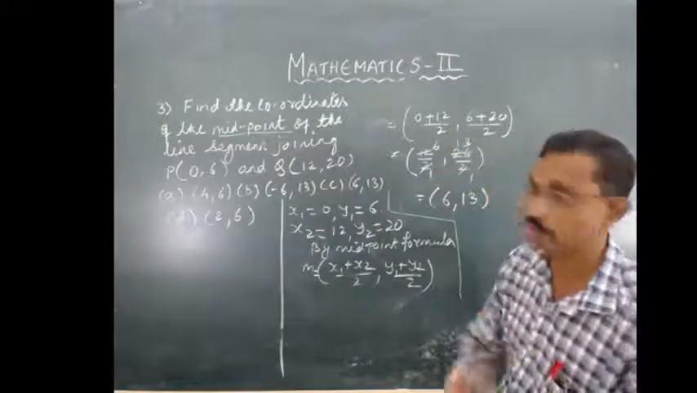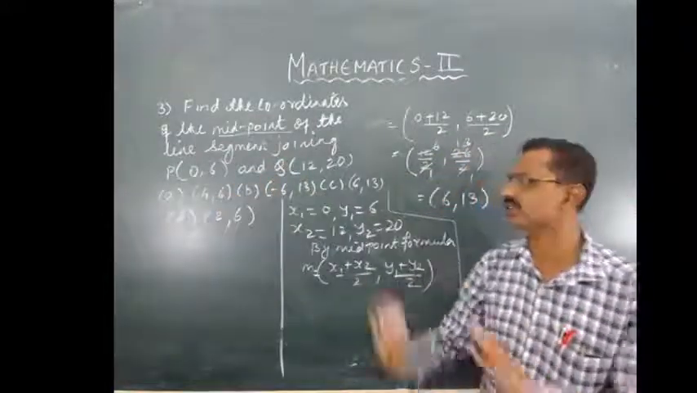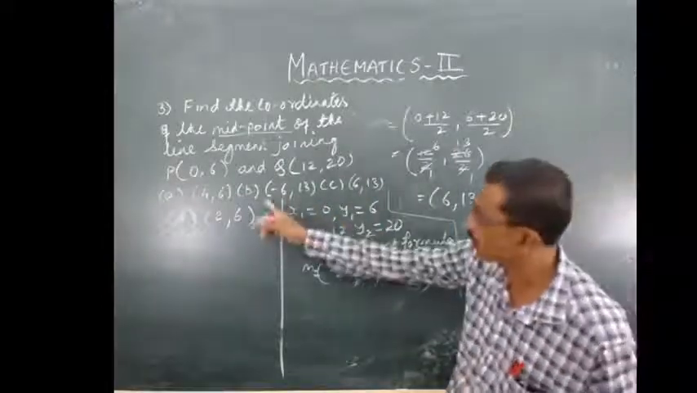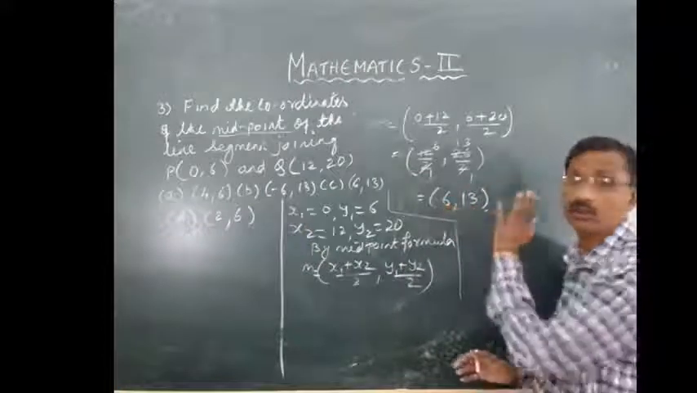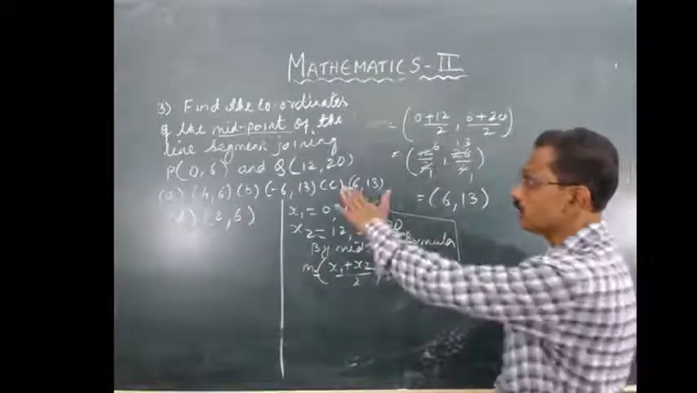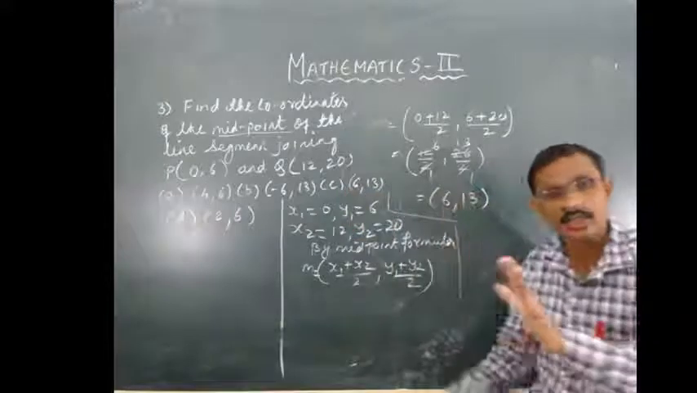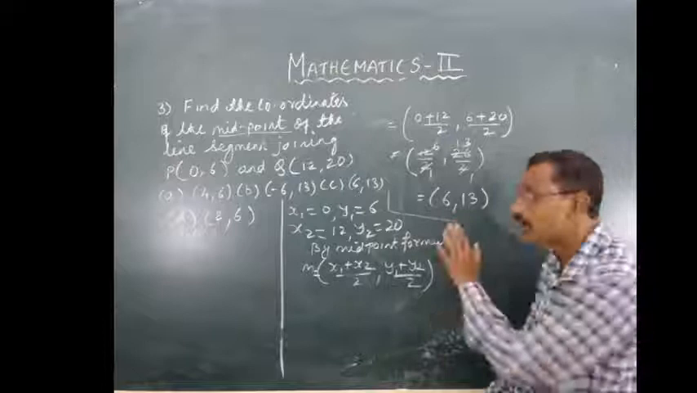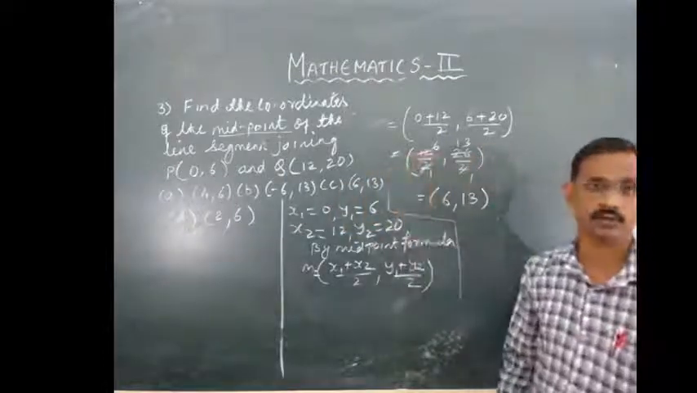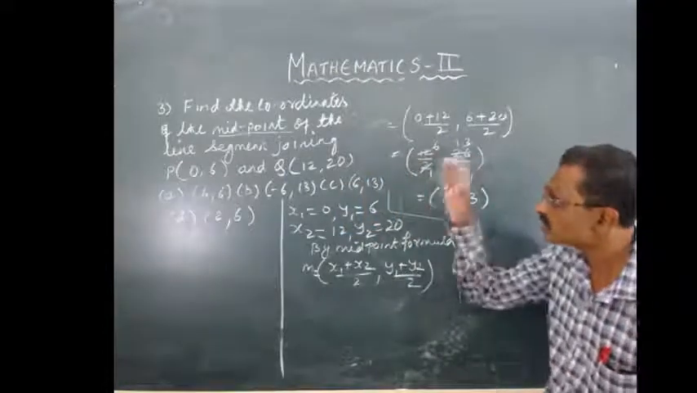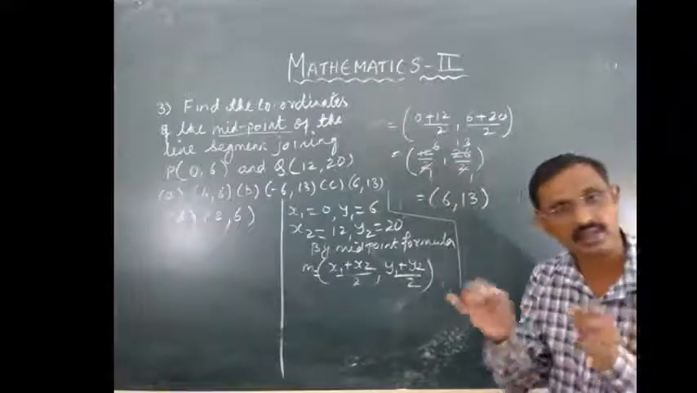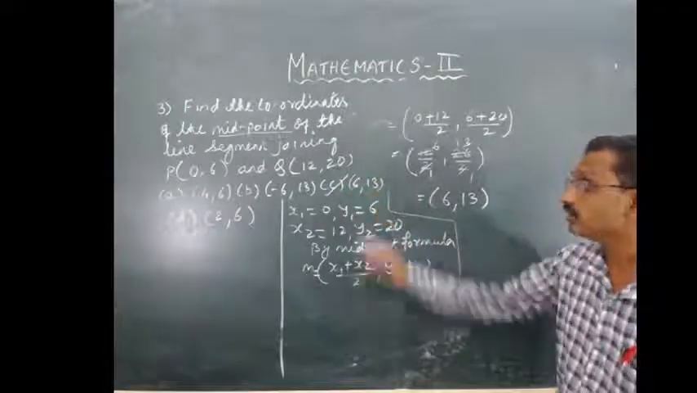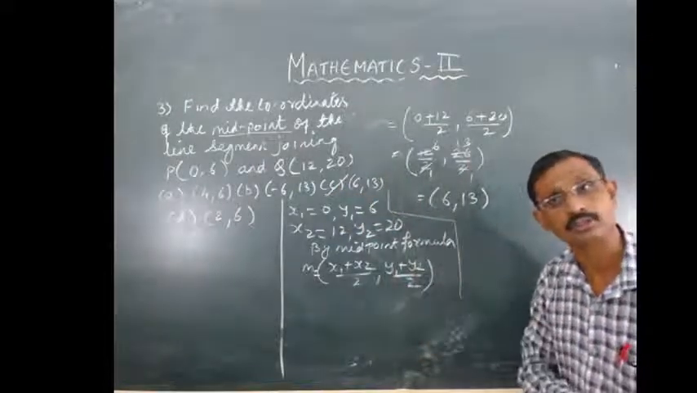Is that option given to us? Let's see the first one: 4 comma 6. It is not there. Our answer does not match with it. The second one, minus 6 comma 13. The third one, C, 6 comma 13. That means we are satisfied with what we have solved. Whatever answer we have got is one of the 4 options. That means 6 comma 13 is the correct answer. So we will just tick mark over here. That means our option number 3 is right.